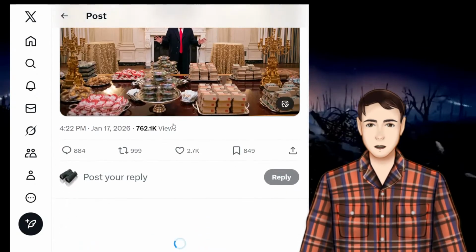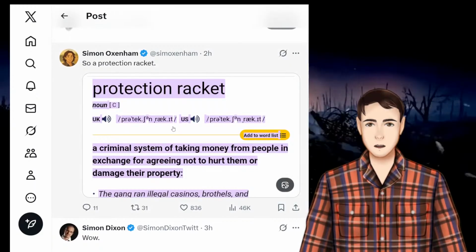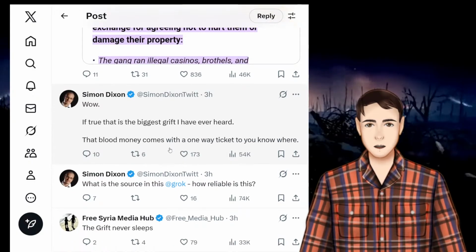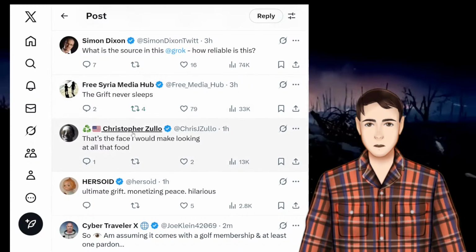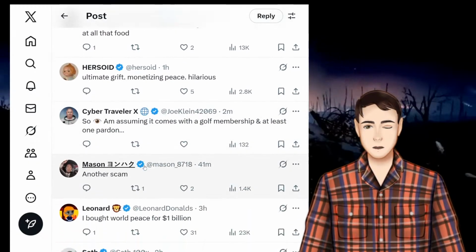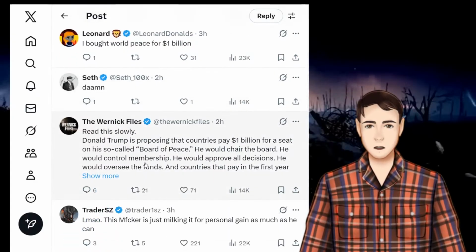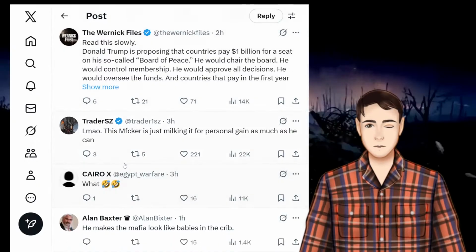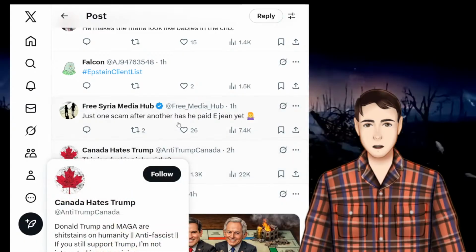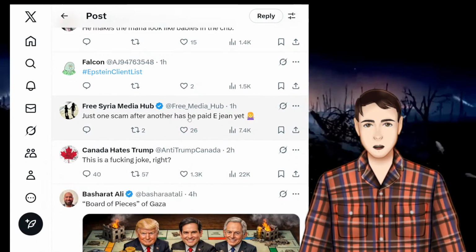Okay. Oh, man, this has got a lot of comments under it. Protection racket. Okay. If this is true, this is the biggest grift I've ever heard. That blood money comes with a one-way ticket to you-know-where. The grift never sleeps. Ultimate grift, monetizing peace. Another scam. Chair the board, he would control the membership. So he thinks we're going to use the Epstein client list. Oh, God. Just one scam after another until he paid EG. Has he paid Eugene yet? I have no idea who that is.